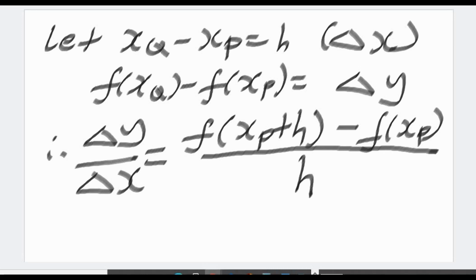Now, as we shrink point Q down to point P, we're basically shrinking the denominator h to 0. However, this can never be 0 because otherwise we're going to have a division by 0 in this ratio. What does that mean? Well, just imagine the point Q is always approaching P, but it will never intersect with point P exactly.